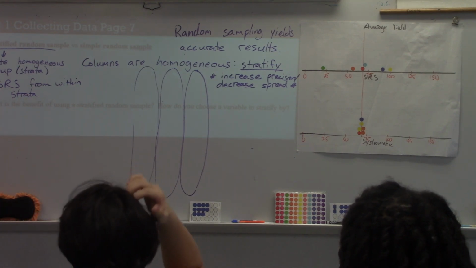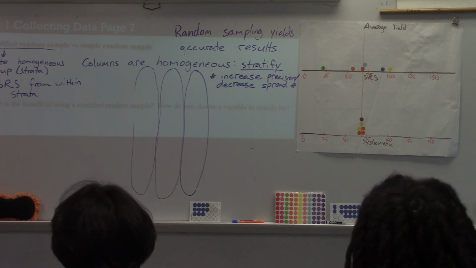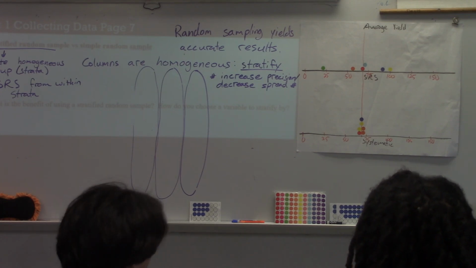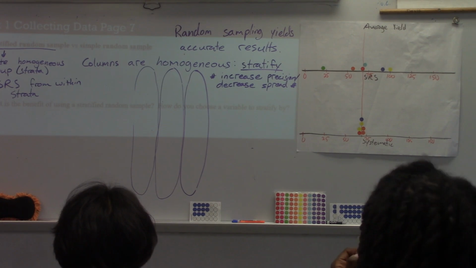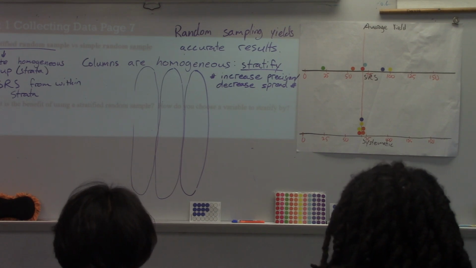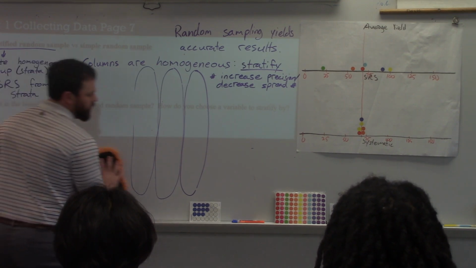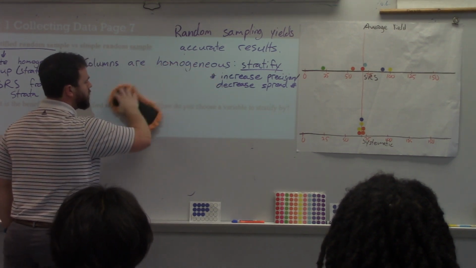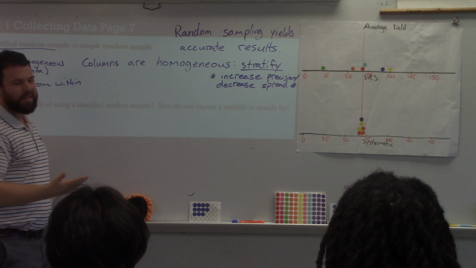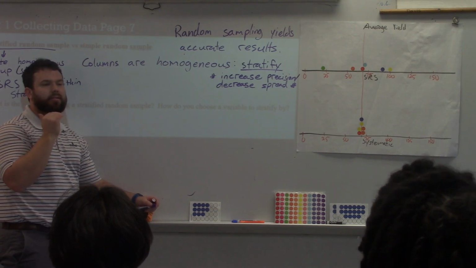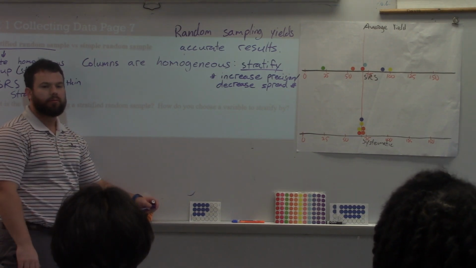What's the benefit of using a stratified random sample? Precision. It increases the precision and it decreases the spread, right? And how do you choose a variable to stratify by? Look if it's homogeneous. Decrease the spread and make sure the characteristics are similar. So the grouping is similar in what respect?